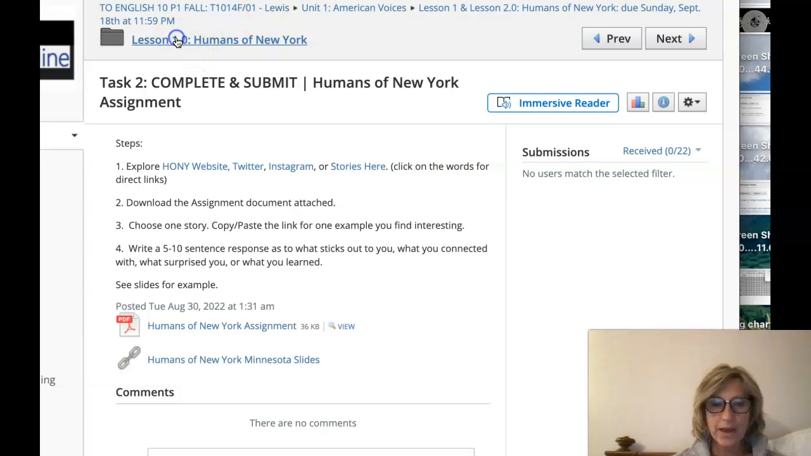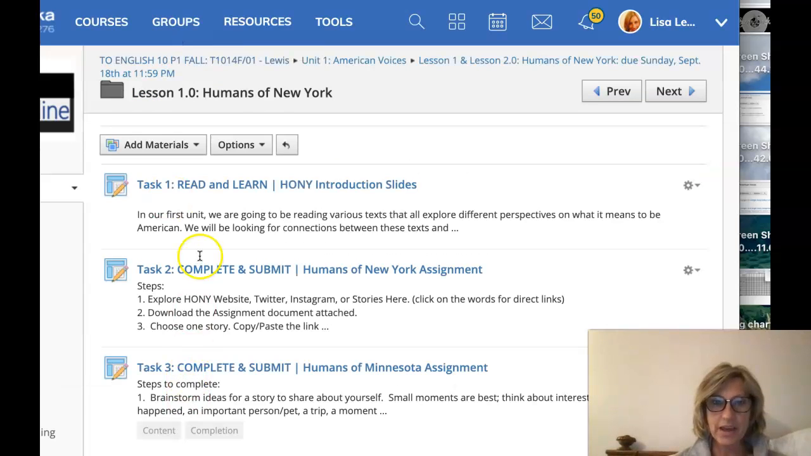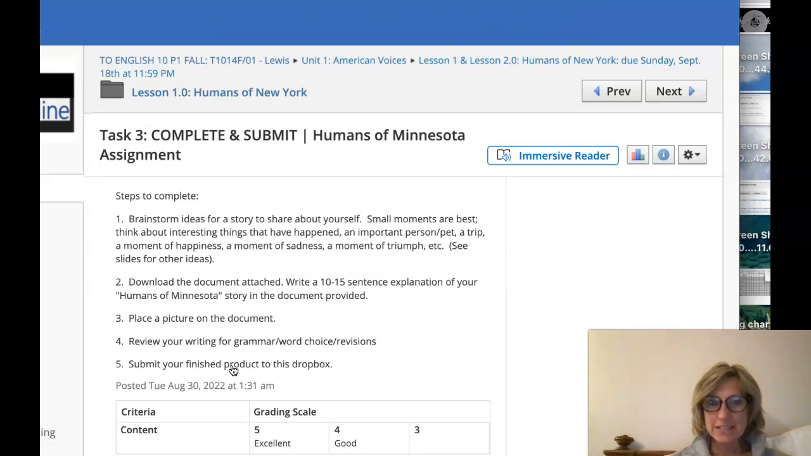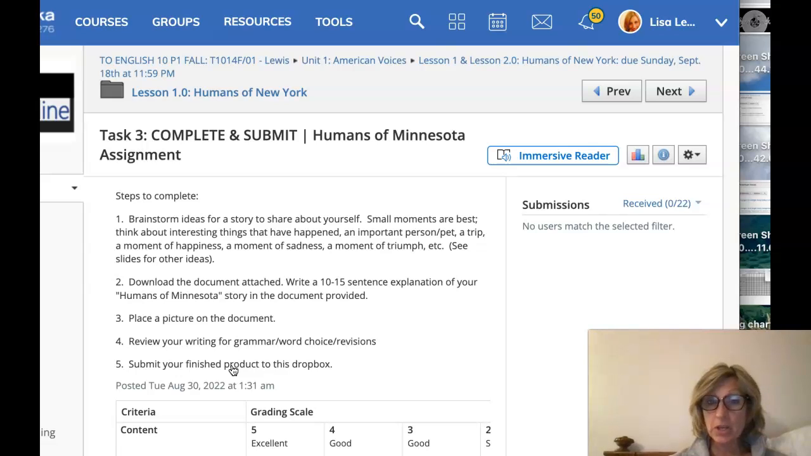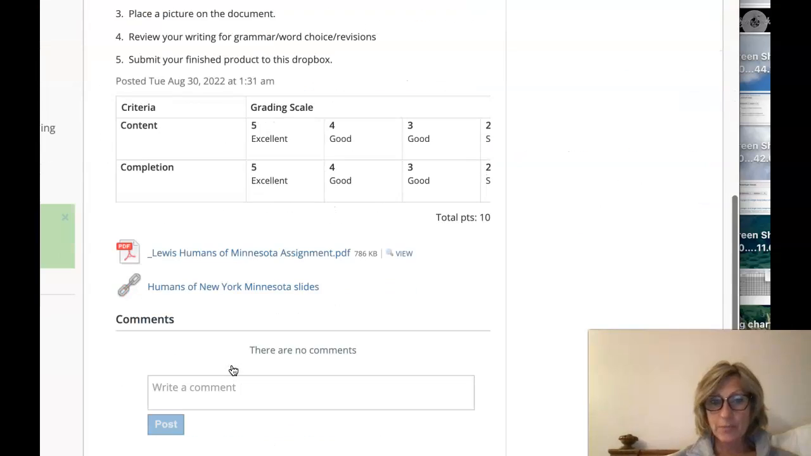Okay, and then if we go back, then your third task for that Humans of New York part is to do your own, which is the Humans of Minnesota. So you're going to take a picture of yours, brainstorm some ideas about what stories about you, small moments. You can look at pictures that you have and then write about it or think of something that you've done, and then just add any picture at all. And you'll download the picture and write a 10 to 15 sentence explanation, and you're going to write that up and post it in the Dropbox.